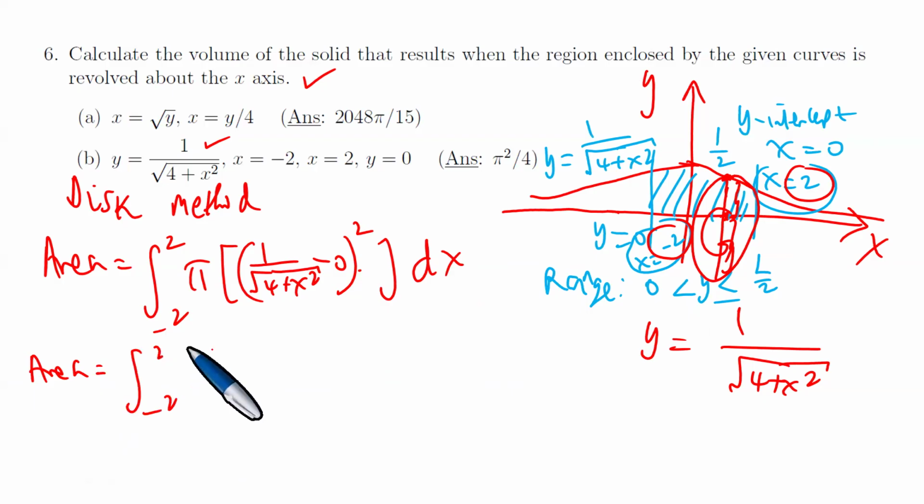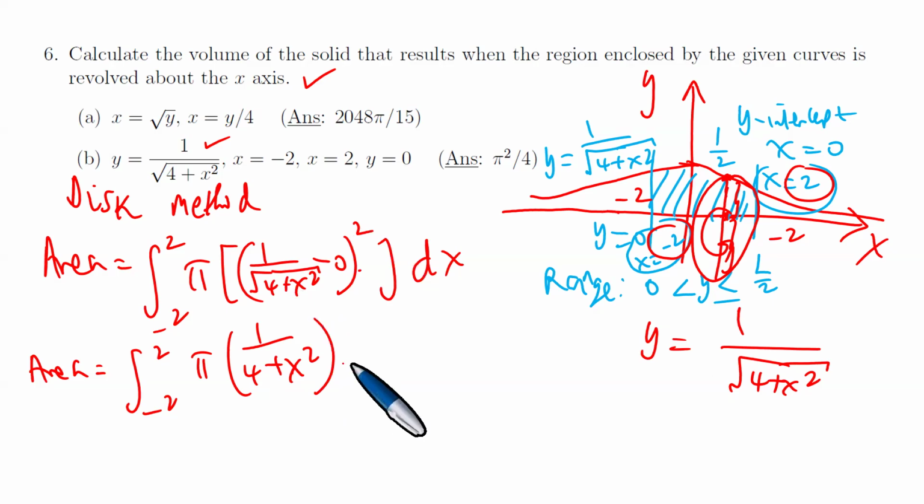What is the area? The area is from minus 2 to 2, because it's minus 2 to 2 on the other side. Pi, and then you square this one. The 0 does not affect anything, and therefore you have 4 plus x squared. Right, that will exactly be 4 plus x squared. Okay, and then if you square this, the square root goes away, you have a dx. Right, so now this is nice and easy.